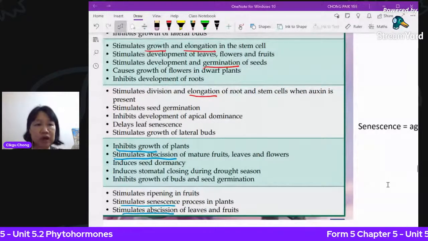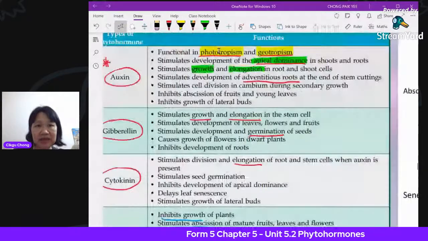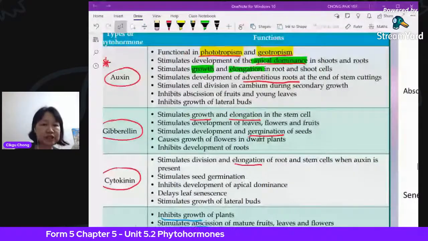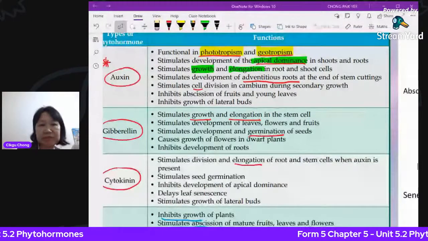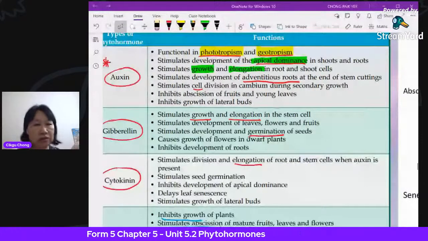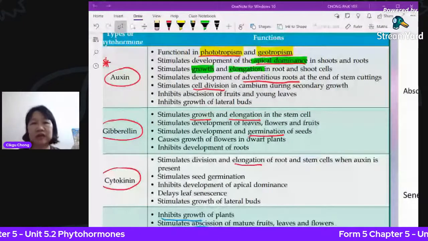Okay, now that is still auxin. We are still looking at auxin. Now, point number five, stimulates cell division. That means it's good, it helps the plant. So this auxin is actually something like a growth hormone. Always remember, auxin is helping the plant to grow. Helping the cells become longer, helping to grow, producing the adventitious roots, and also stimulating cell division.